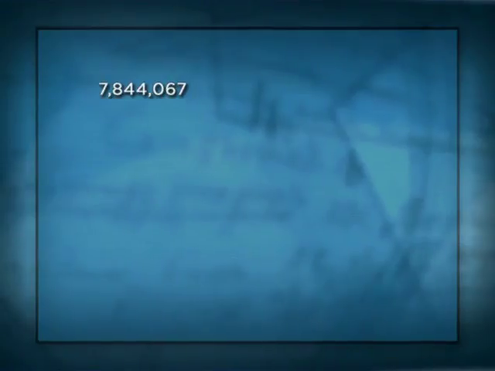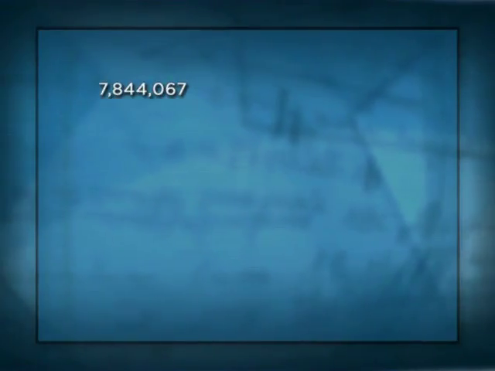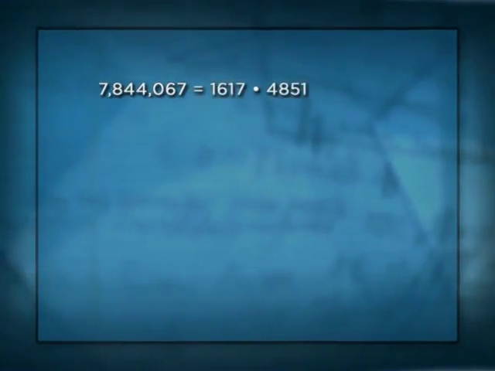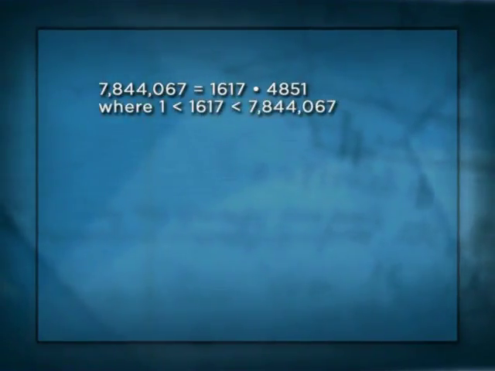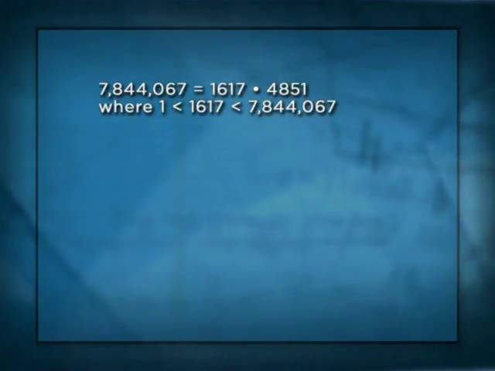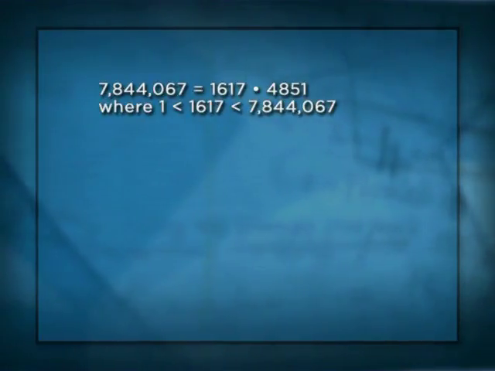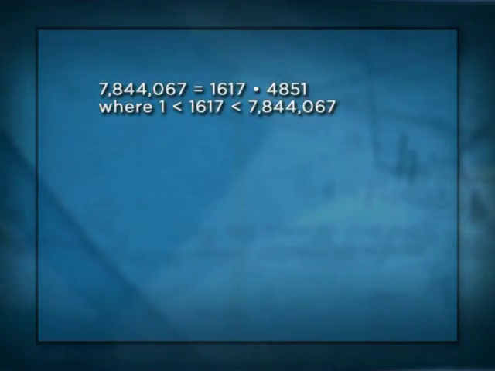Suppose I looked at the hideous number 7,844,067. Believe it or not, that's composite. I'm looking for a prime divisor. So what would I do? I'd break it up into two pieces. So it turns out it breaks into 1617 and 4851. And the 1617 is intermediate between 1 and the 7,844,067.